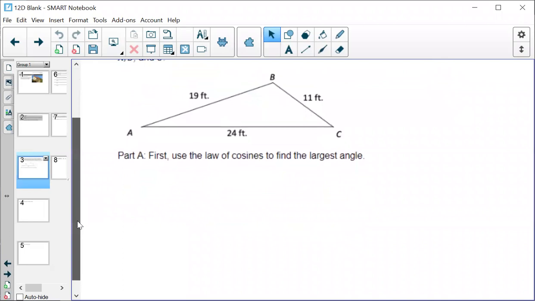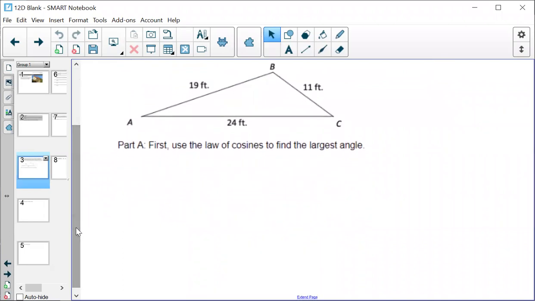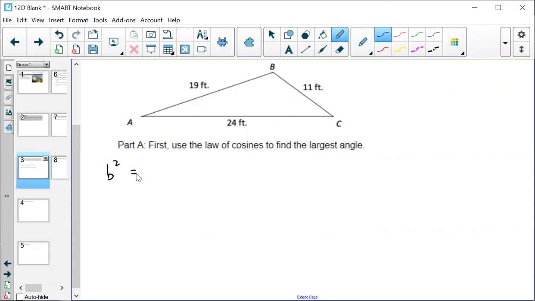Let me scroll this up here. There's the picture. Just from the picture, it looks like angle B is going to be the largest angle. So I am going to use the law of cosines in this form: B squared equals A squared plus C squared minus 2AC times the cosine of angle B.